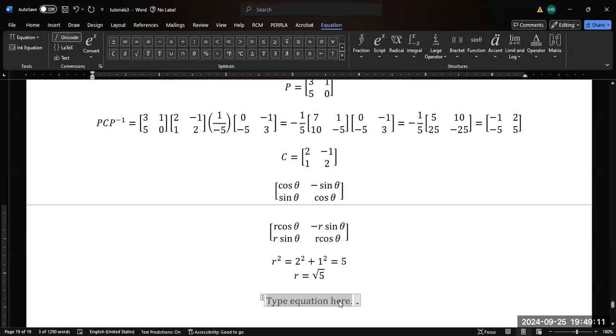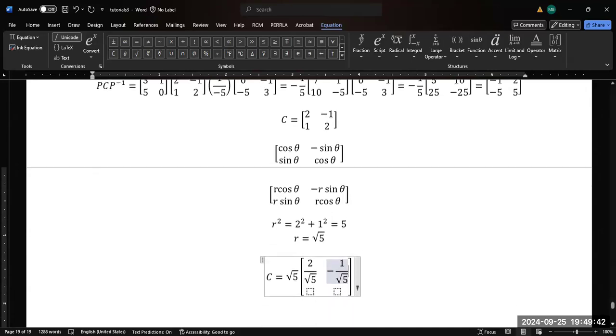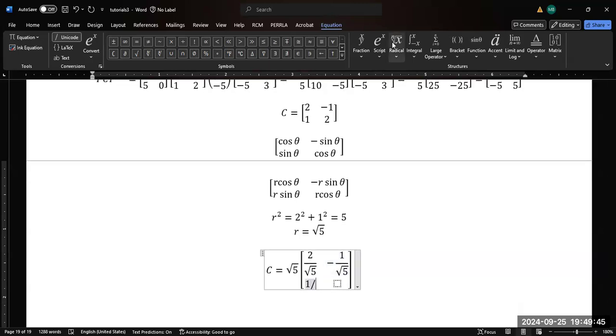And so we can take that out of our matrix as a scaling factor, put that outside, and then inside we will have 2 over the square root of 5 and -1 over the square root of 5, and 1 over the square root of 5 and 2 over the square root of 5.